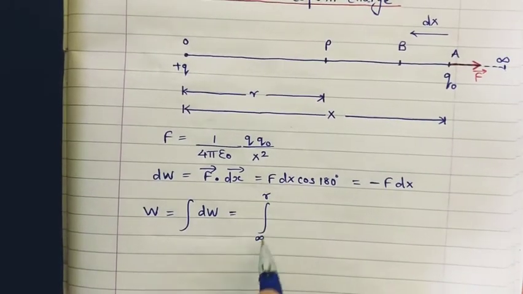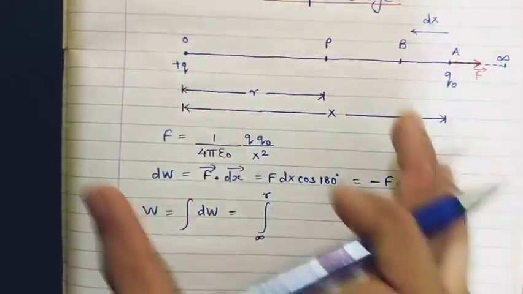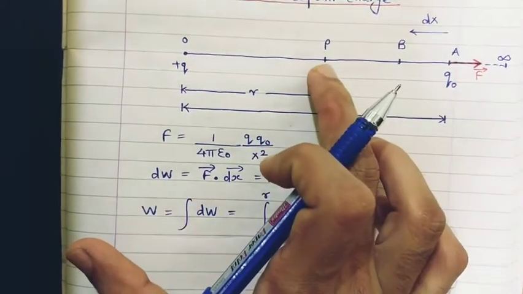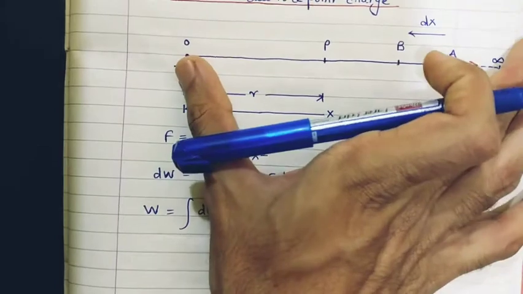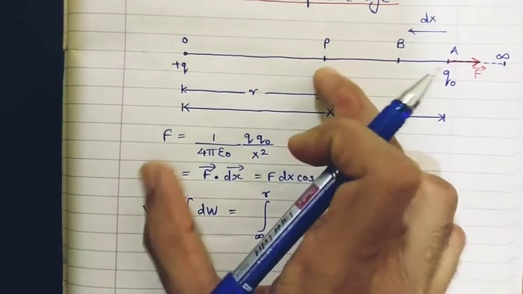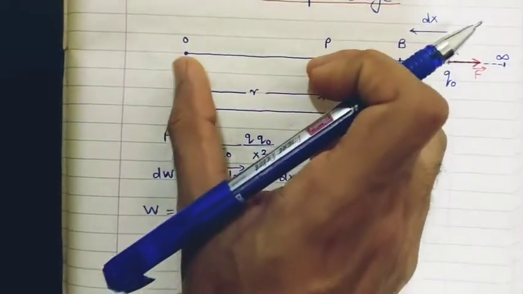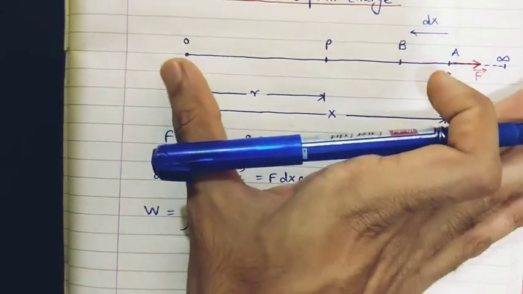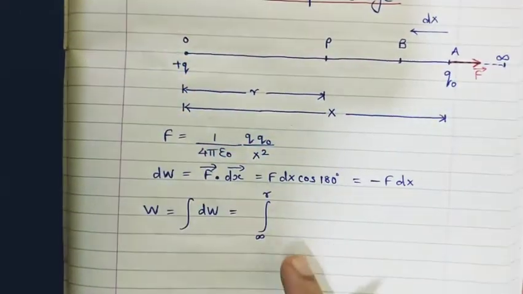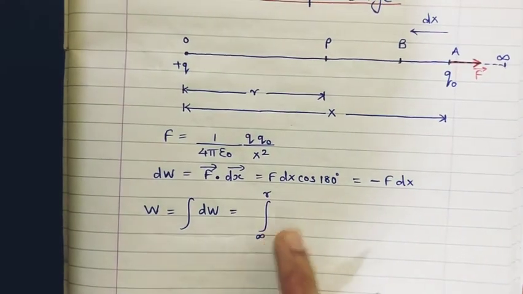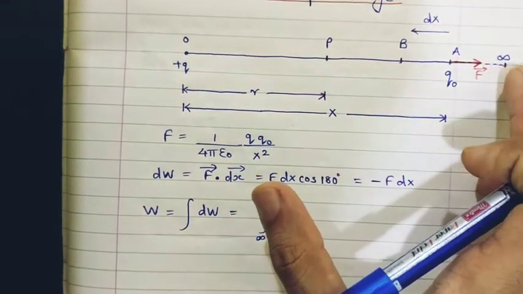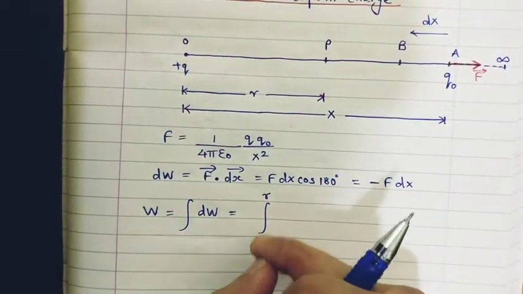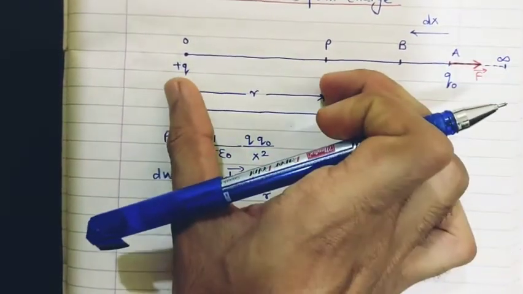How do I get these limits? From where to where are we coming? From infinity to point P. Infinity is obviously at a distance of infinity, and point P is at a distance of r from the origin. So that way you have to take the limits of integration. Infinity is an infinite distance away, and point P is at a distance of r away. So it is going from infinity to this r.